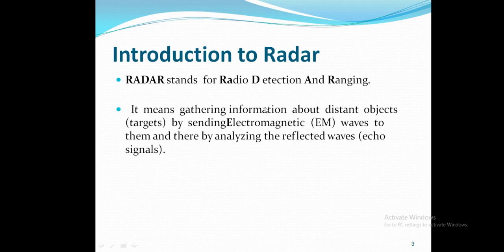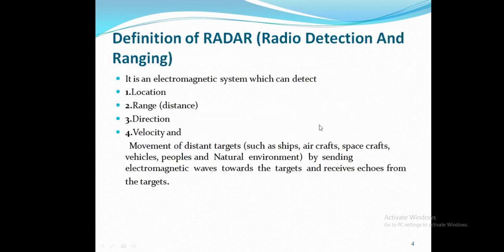So therefore radar is an electromagnetic system for the detection and location of distant objects such as aircraft, ships, spacecraft, vehicles, people, etc. Okay. It is the power eye that has the capability to detect the targets under difficult conditions. That means even in rain, fog, snow, day and night, it can find out information about the object. Next one is the definition of radar.